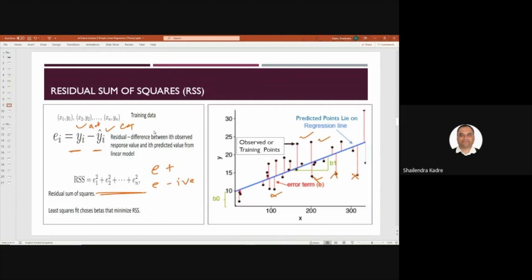Then the next thing I explained is how we calculate error. We don't want positive and negative errors to cancel off each other. That's why we square them and then sum together to get our magnitude of error. This is a very important concept in finding our model. We'll see that in the next slides.